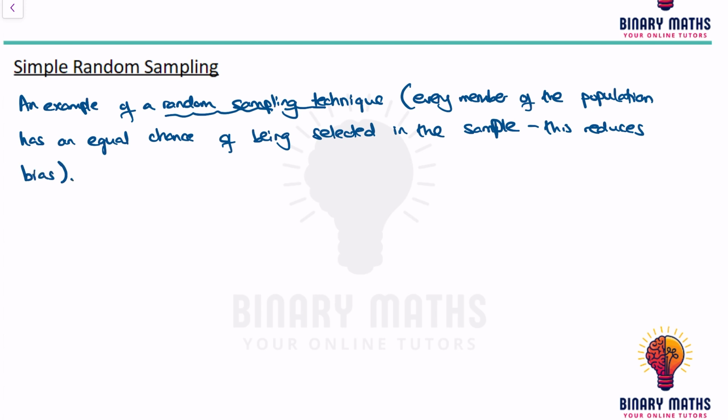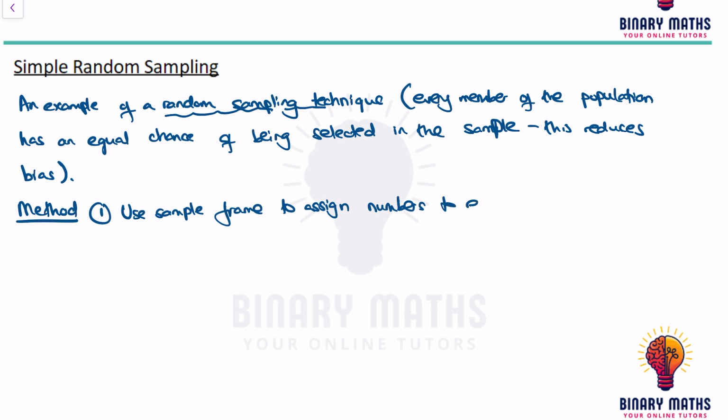So let's see what the method of a simple random sample is. The method has 5 steps. First step is use the sampling frame to assign numbers to each member of the population. So if there are n, then number them 1 to n.